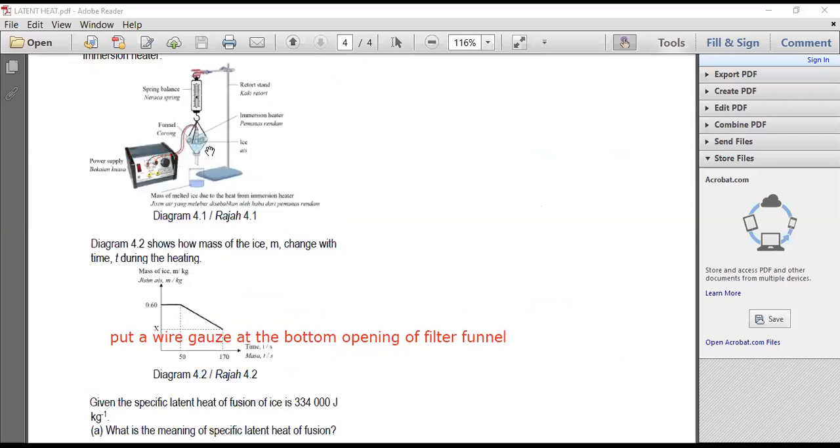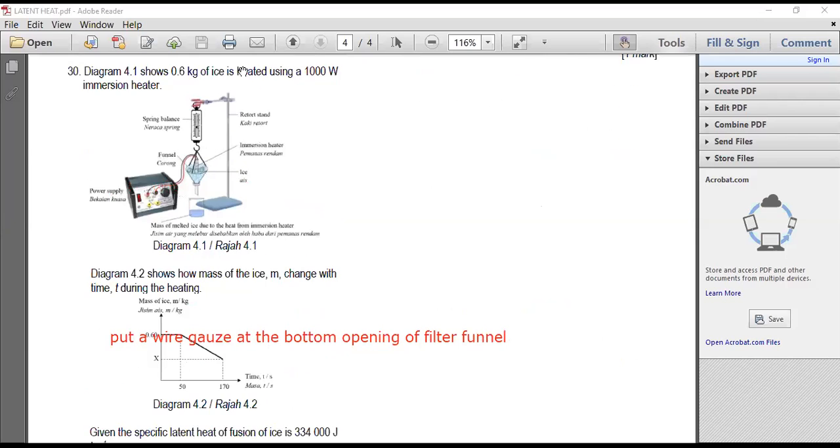Okay, now number 30. Diagram 4.1 shows a 0.6 kilogram ice is heated using a 1000 watt heater. Diagram 4.2 shows how the mass of ice, M, changes with time. So this actually is the mass of ice, it's not the mass of the water collected. That's why you see the mass decreases, because the ice will melt and then drop into the beaker, so the mass becomes lesser and lesser.